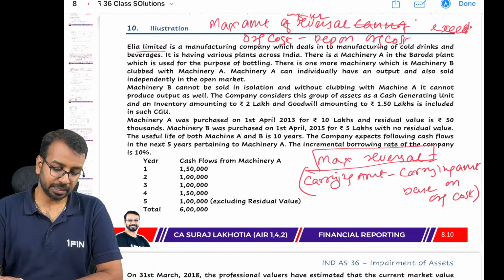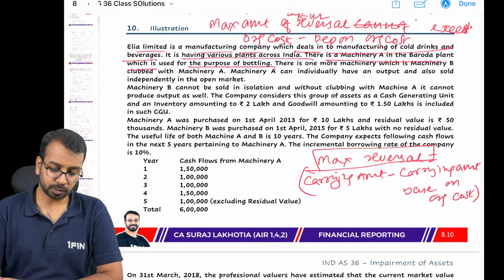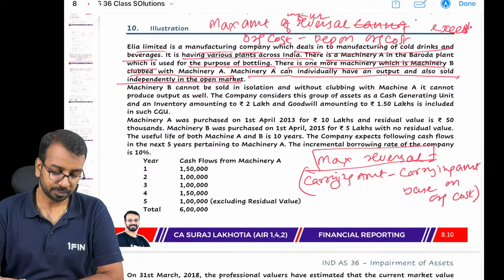Next, Alia Limited is a manufacturing company which deals in manufacturing of cold drinks and beverages. It has various plants. There is a machinery A in the Baroda plant which is used for the bottling purpose. There is one more machinery which is B clubbed with machinery A. Machinery A can individually have an output and be sold independently. Machine B cannot be sold in isolation, and without clubbing with machine A, it cannot produce output as well.